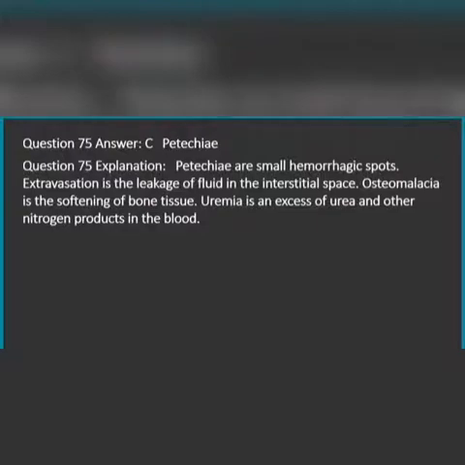Question 75 Explanation. Petechiae are small hemorrhagic spots. Extravasation is the leakage of fluid in the interstitial space. Osteomalacia is the softening of bone tissue. Uremia is an excess of urea and other nitrogen products in the blood.